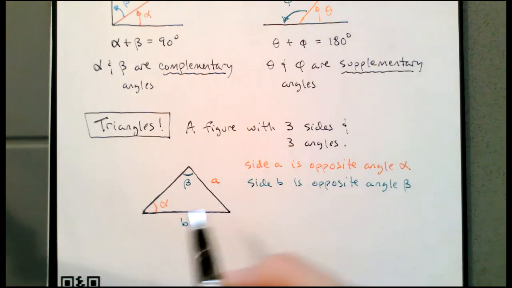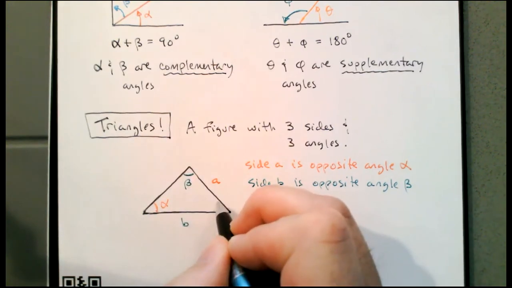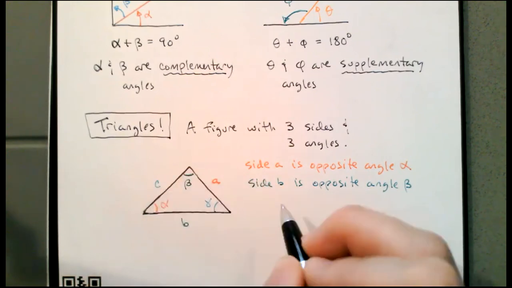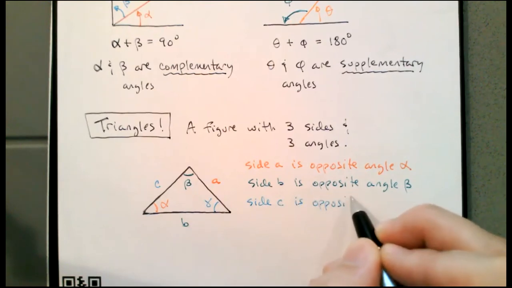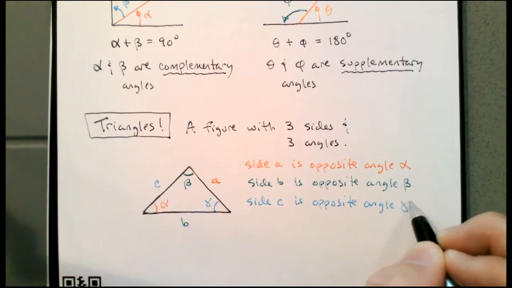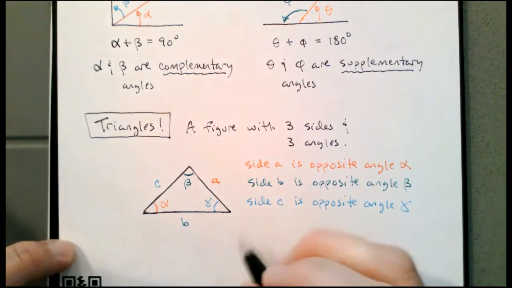Then moving on, A and alpha go together, B and beta go together as opposite pairs, and angle gamma will be opposite side C. So this is the common way that we'll name things. Instead of drawing everything all the time, we just have A and alpha are opposite, B and beta are opposite, and C and gamma are opposite. Any questions on our naming convention? This is going to be the usual way.